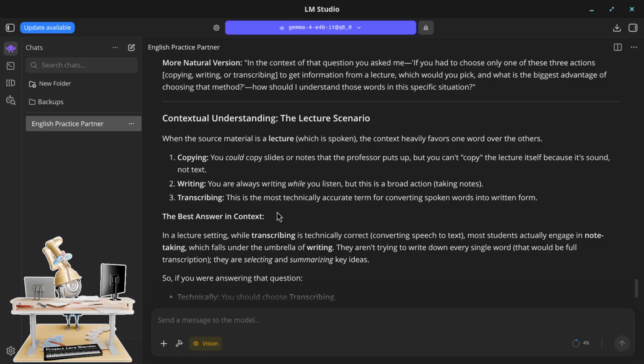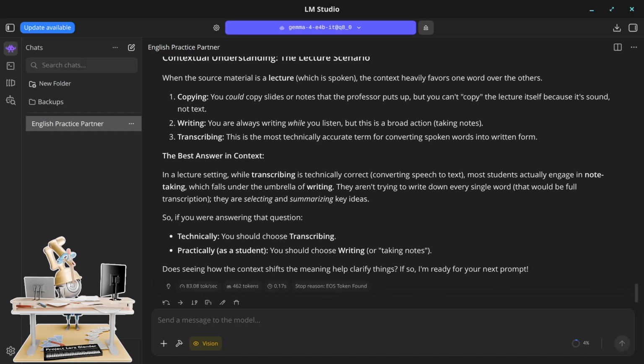Transcribing. This is the most technical, accurate term for converting spoken words into written form. The best answer in this context. In this lecture setting, while transcribing is technically correct, converting speech to text, most students actually engage in note taking, which falls under the umbrella of writing.